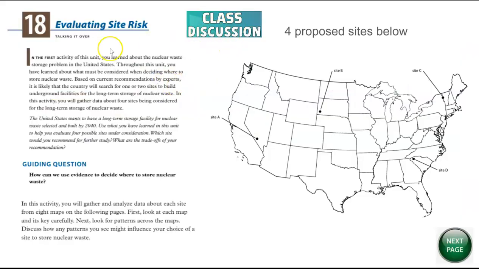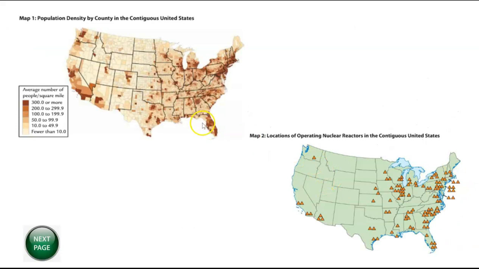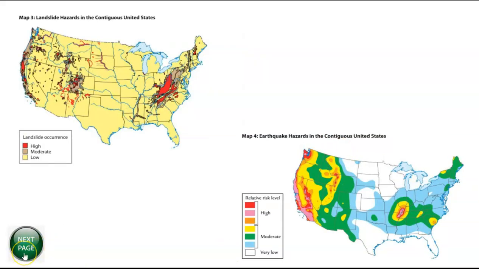The class discussion on Tuesday will be about evaluating site risk. So there are 4 proposed sites below that we will discuss around the country where we can possibly decide if it's an appropriate place to store nuclear waste. You will be going through these population density maps and location of operating nuclear reactor maps, and taking all these maps and what they're specifically showing us and collecting that data in order to better decide which location of those 4 sites is the best to store nuclear waste.